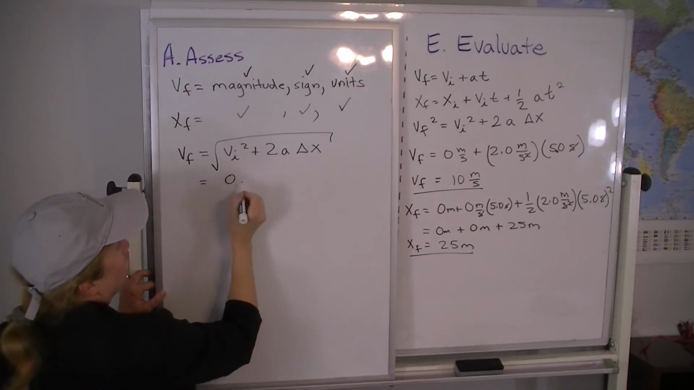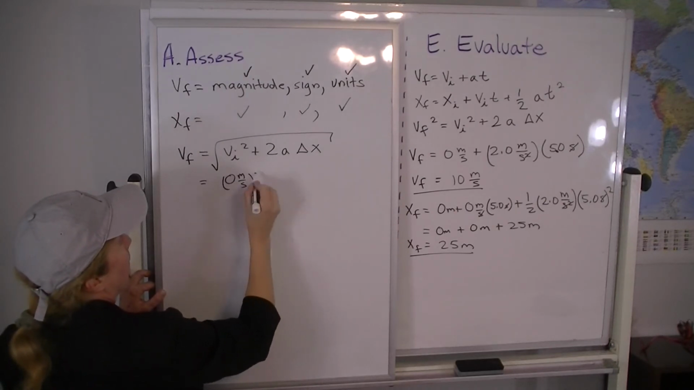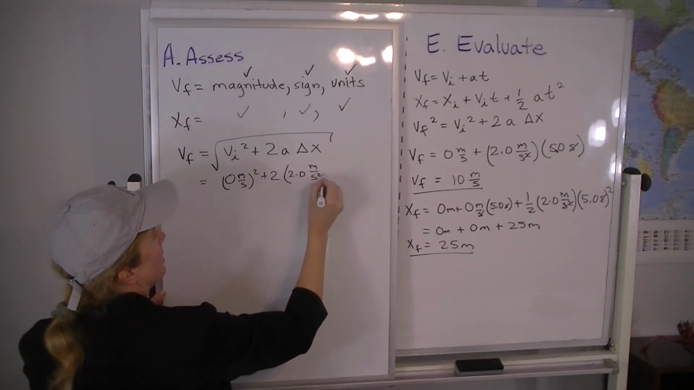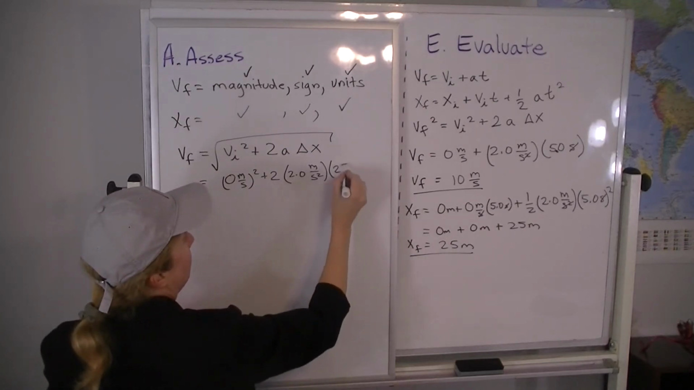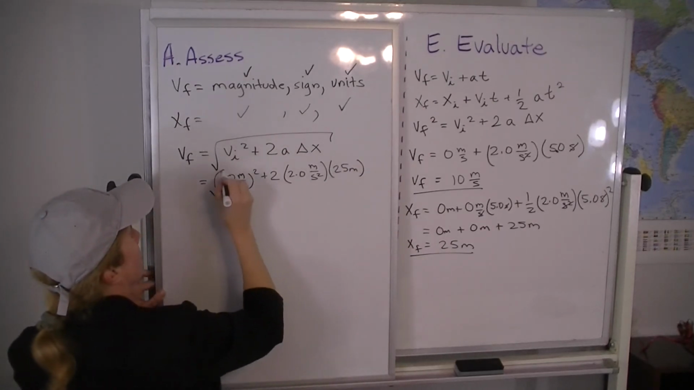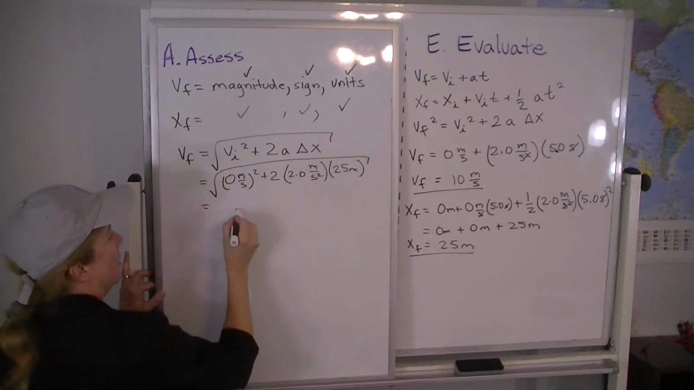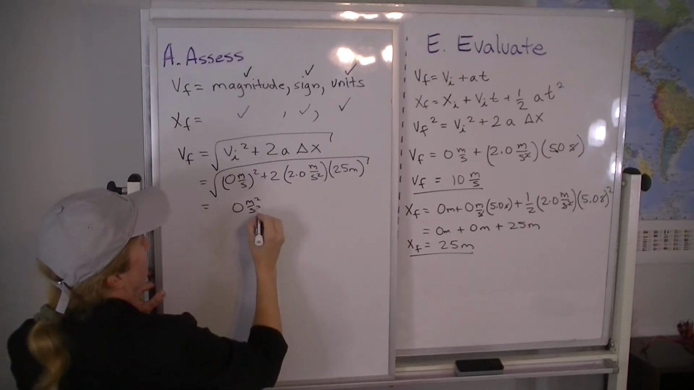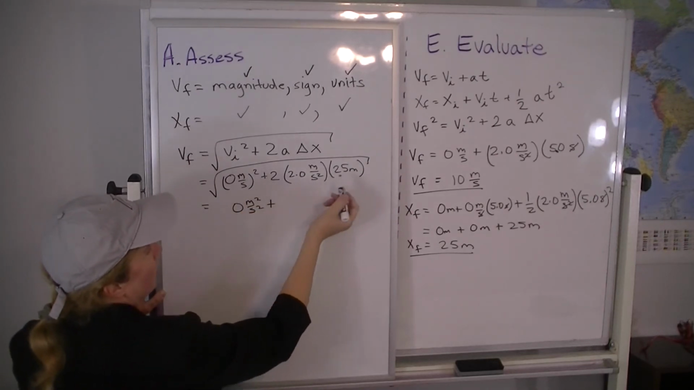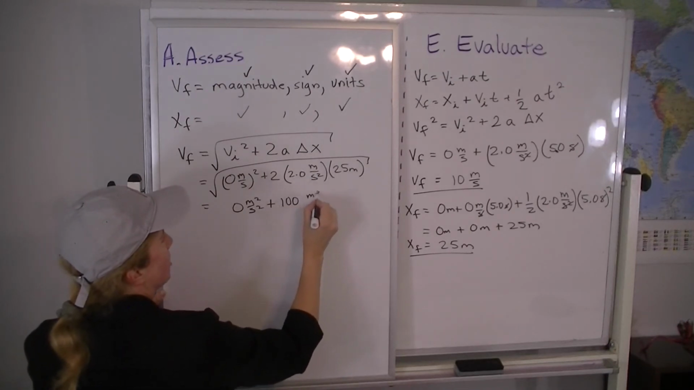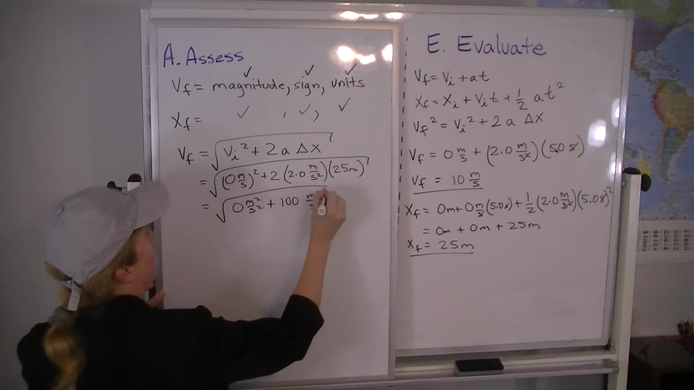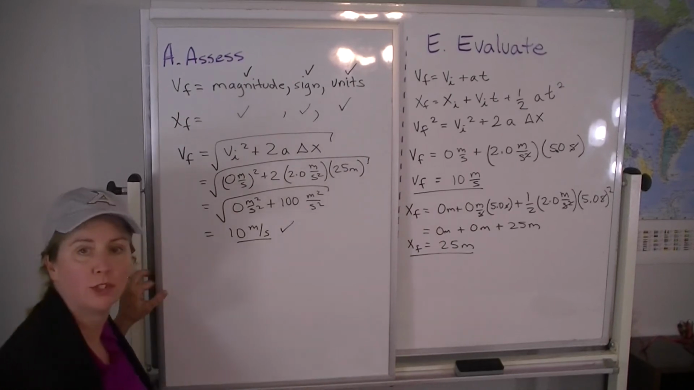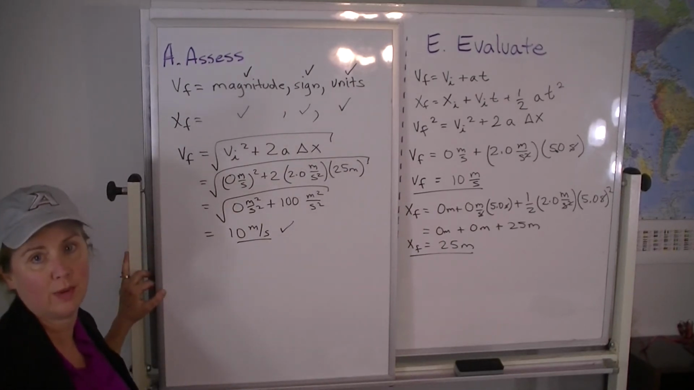The initial velocity was 0 meters per second, quantity squared, plus 2 times the acceleration, 2.0 meters per second squared, times, we said 25 meters is what we computed, and the square root of all that. Simplifying, 0 meters squared per second squared, plus 2 times 2 is 4, times 25 is 100, meters squared per second squared, square root of all that gives us 10 meters per second. Hey, that matches our initial computation, so that gives us some confidence that we did that correctly.